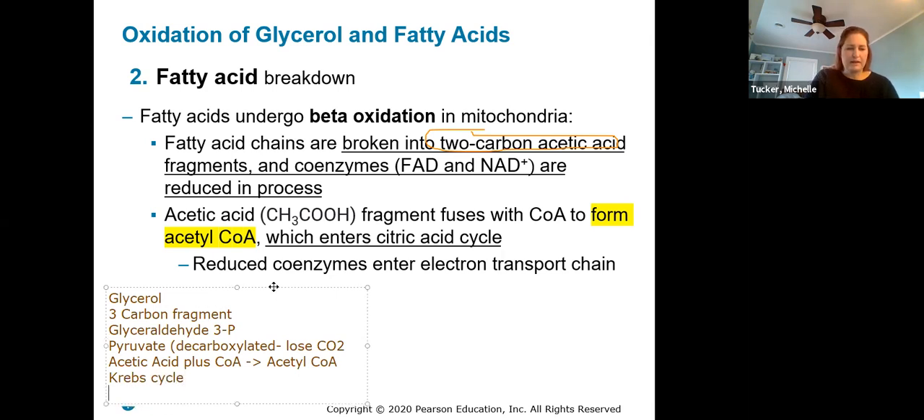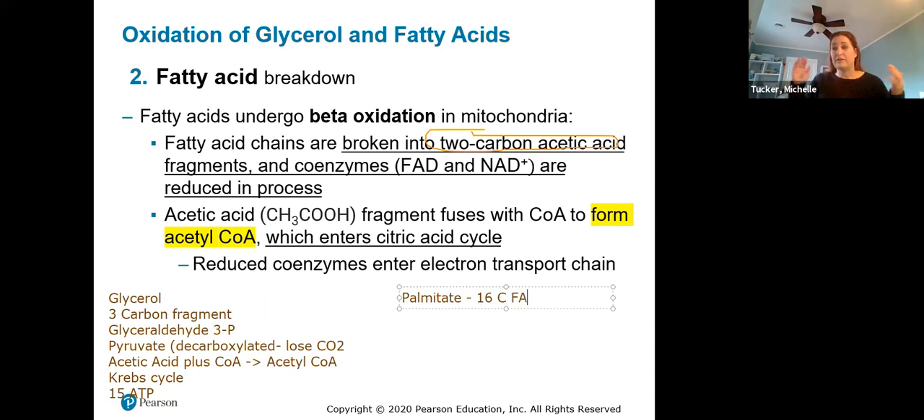And you'll get about 15 ATP for each glycerol fragment. So for each triglyceride, we only have one glycerol, so we're going to get about 15 ATP. Okay, now we're going to look at palmitate as our example. Palmitate is a 16-carbon fatty acid. So triglycerides have 3 of these, right? Hanging off.